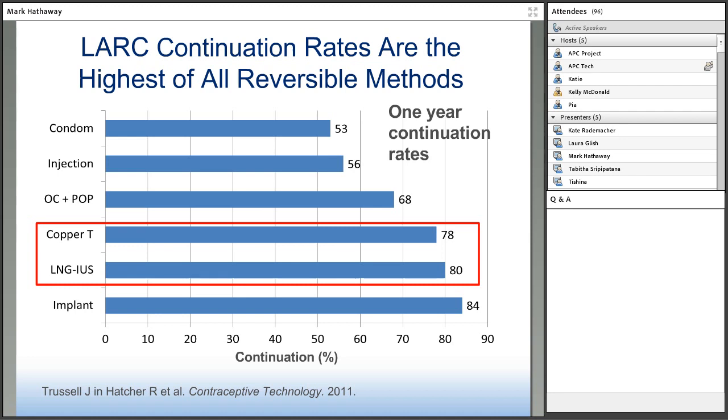This is a chart that shows continuation rates. This comes from a large study that was done in the U.S., the largest contraceptive study done in the U.S., at Washington University.